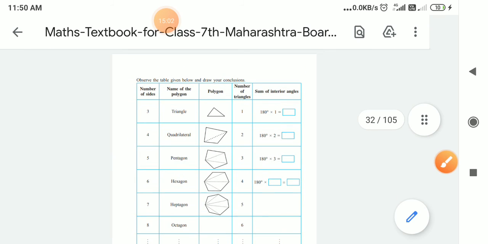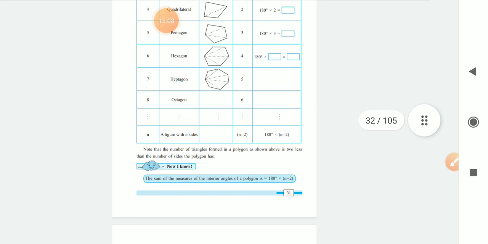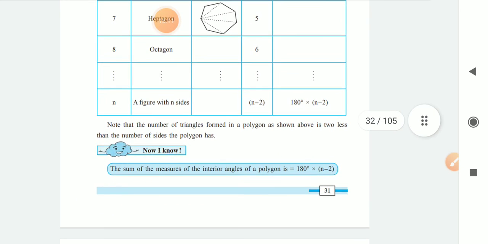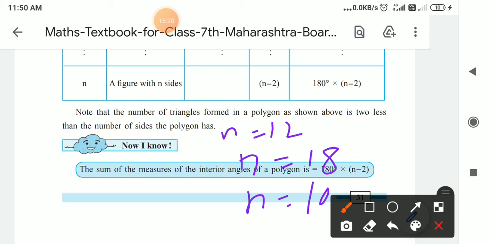Okay, so today's homework is that all of you complete this table in your notebook. Take different values of n up to 20, say 12, 18, 16. In this way take 3-4 values of n and find the sum of interior angles of the given type of polygon. That is your homework.